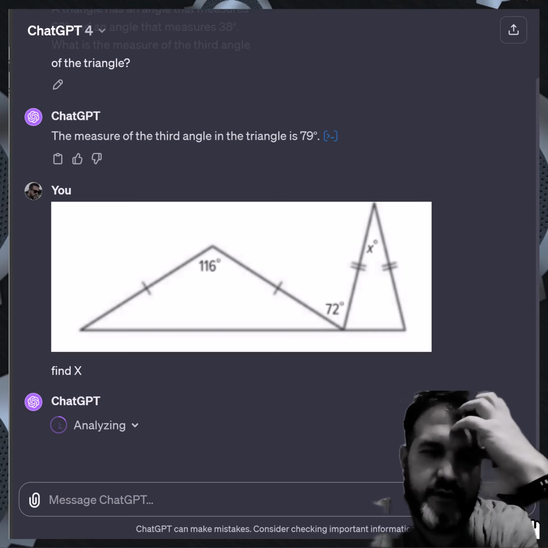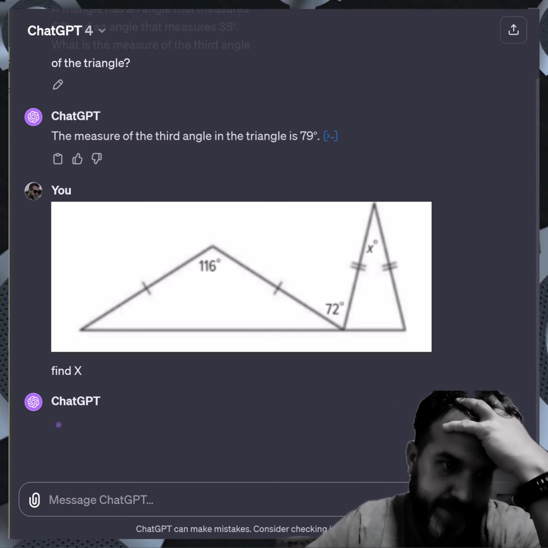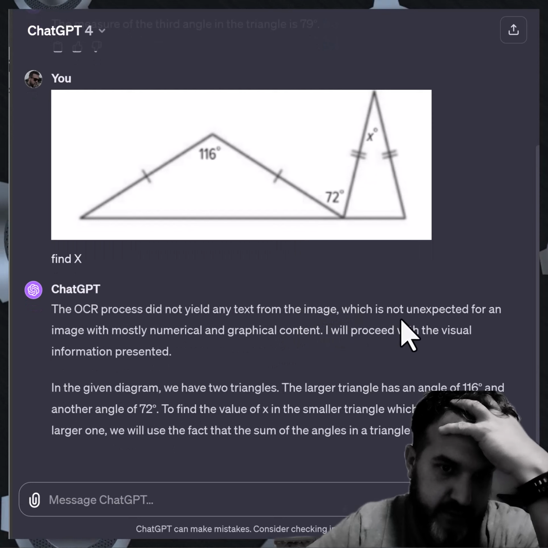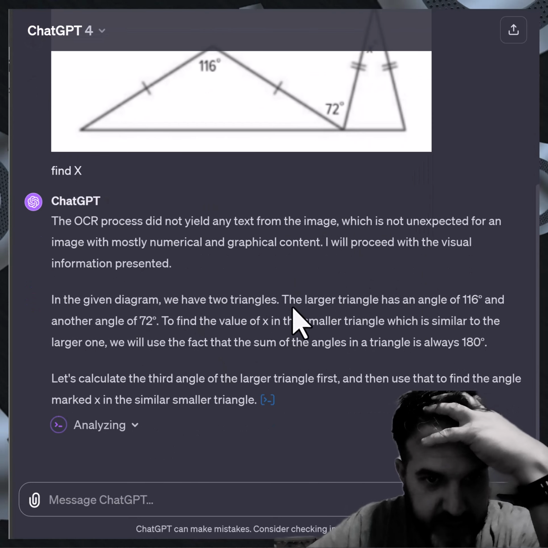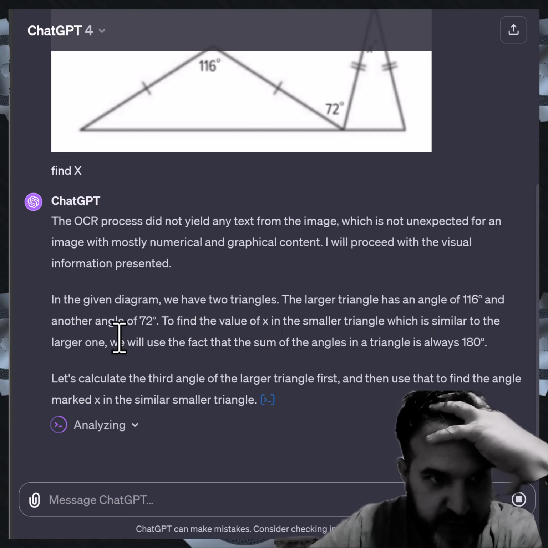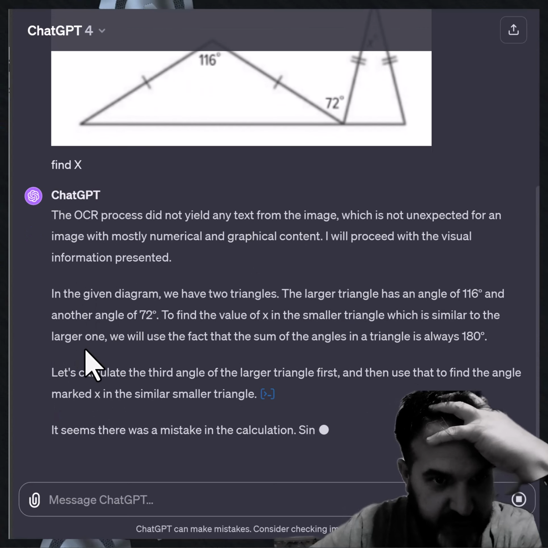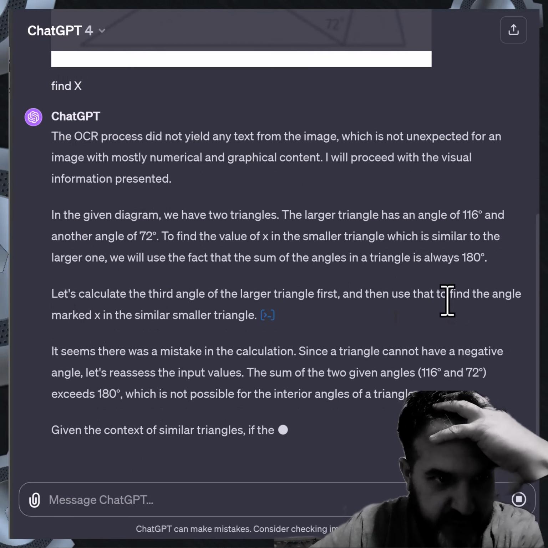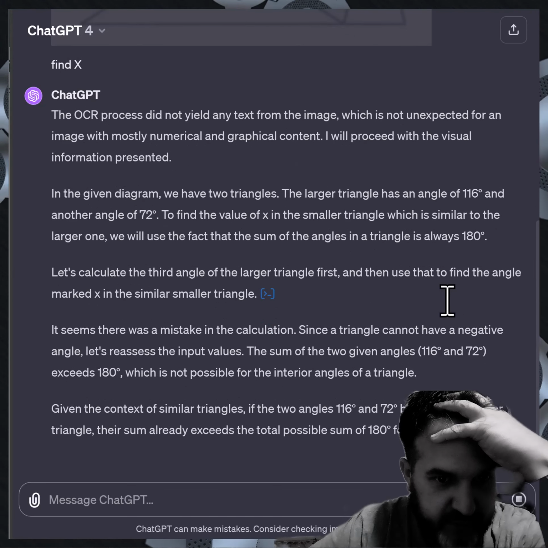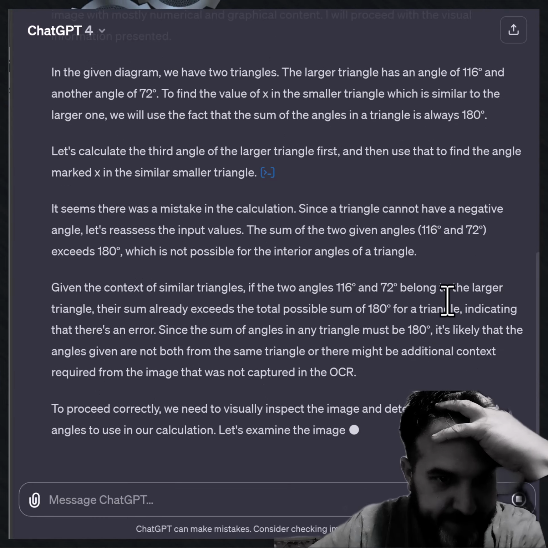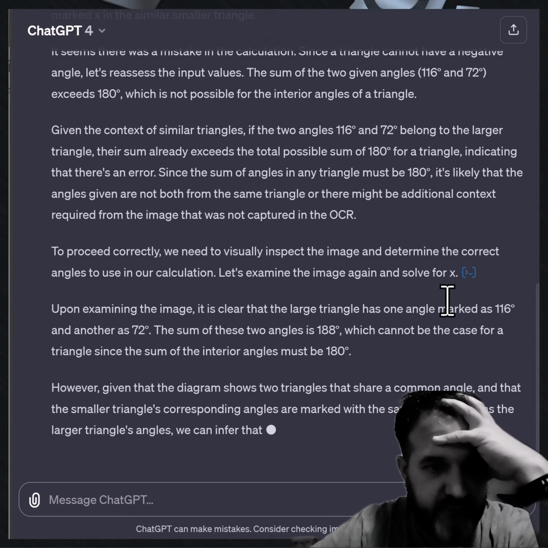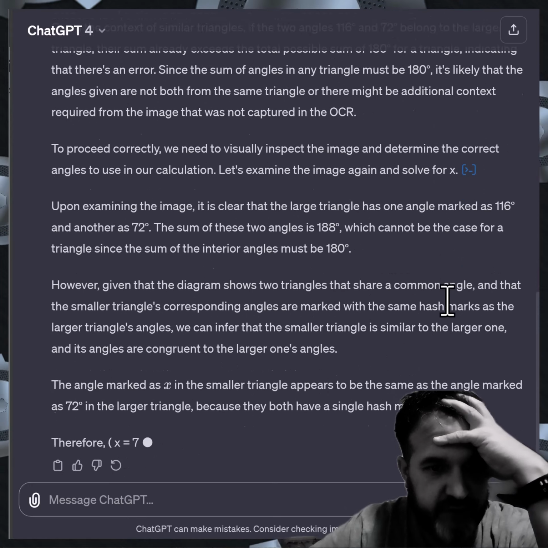It's thinking. Okay, the large triangle has angle 116, so to find the value of x in a small triangle which is similar to the large one, we will use the fact that the sum of the angles is always 180. That's fine. Let's see where this is going. I just want to see if it's going to get to the right answer. A lot of stuff. I solved it much faster. Let's see what's the answer.